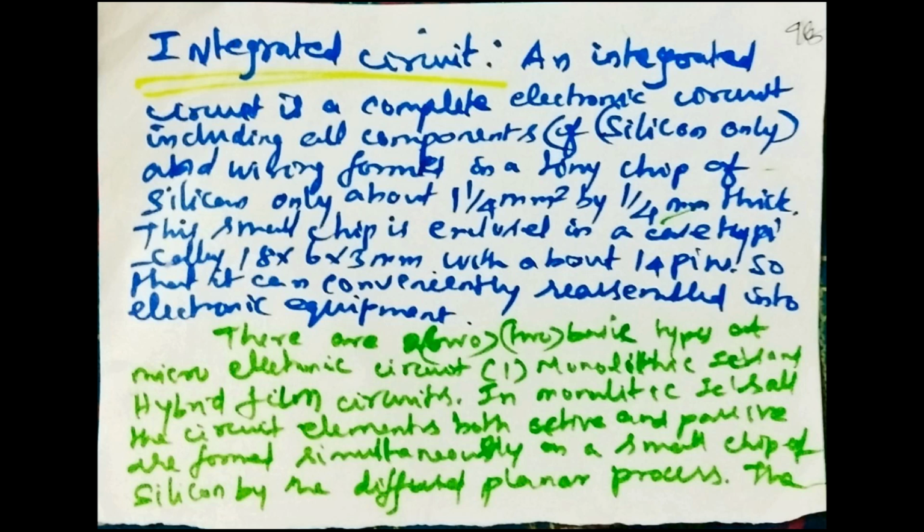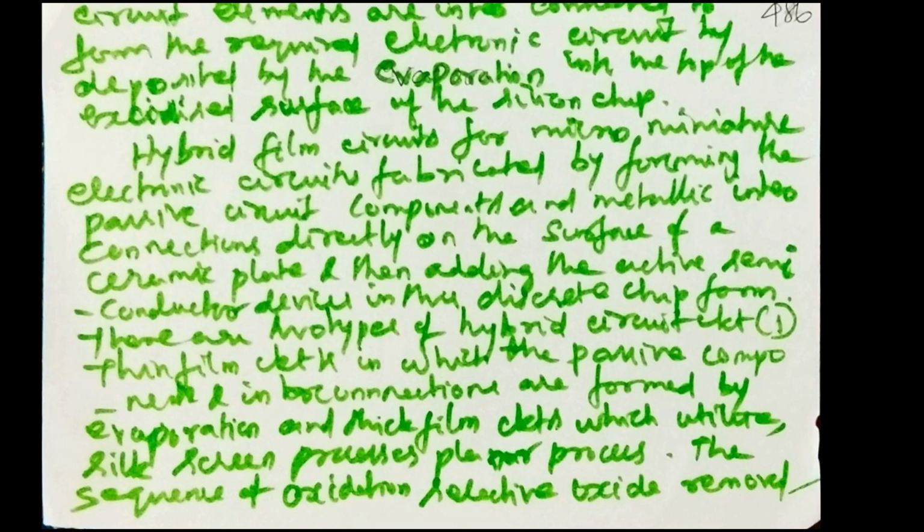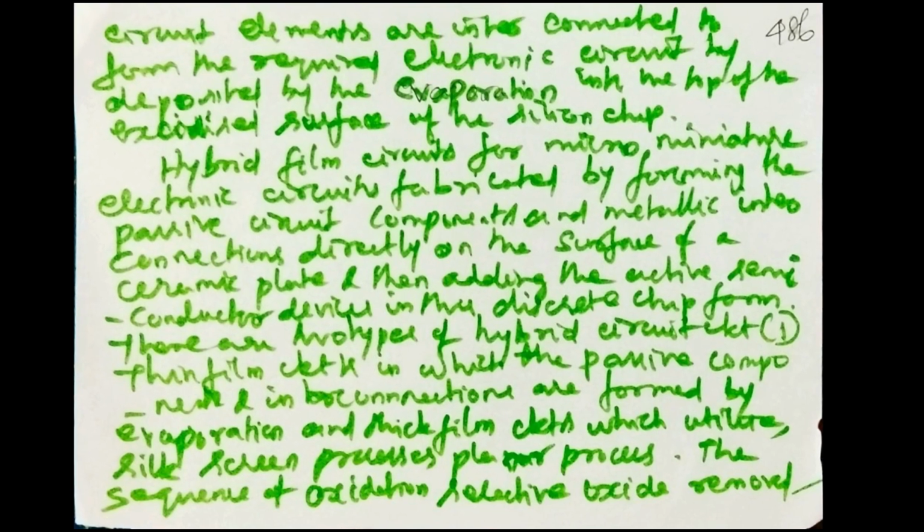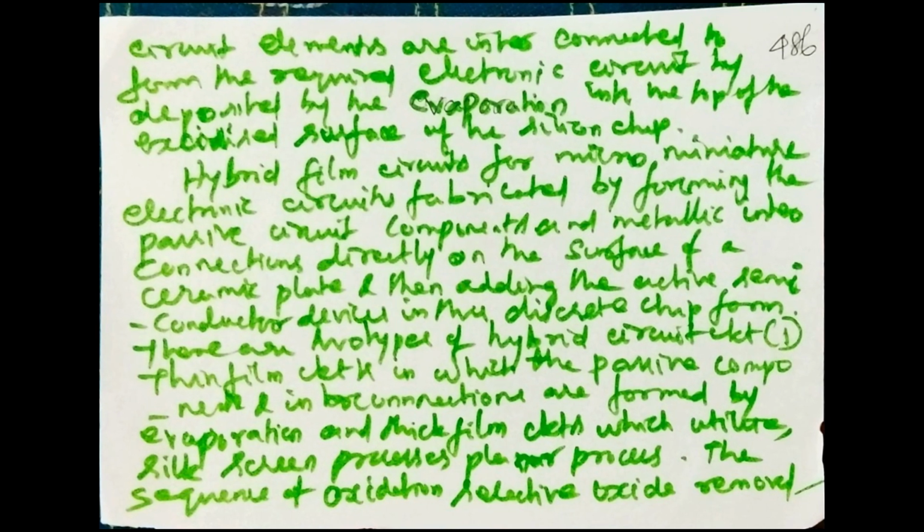There are two basic types of microelectronic circuit: monolithic integrated circuits and hybrid film circuits. In monolithic integrated circuits, all the circuit elements, both active and passive, are formed simultaneously on a small chip of silicon by the diffused planar process. These circuit elements are interconnected to form the required electronic circuit by deposited metal into the top of the oxidized surface of the silicon chip.